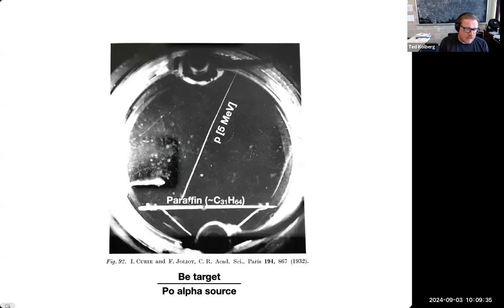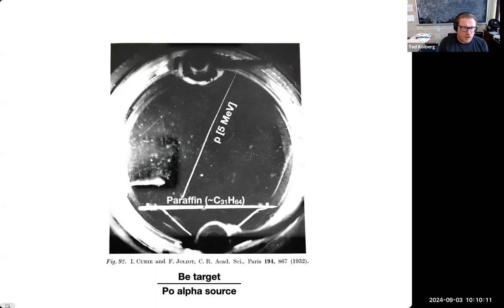And so the hypothesis is that whatever neutral radiation is entering the chamber from the bottom is undergoing a scattering from a proton, a hydrogen nucleus, inside the paraffin. And then that proton is kicked out of the paraffin and proceeds to lose energy by ionization in traveling through the chamber. So this is a bit of a puzzle at the time. And the reason for the puzzle has to do with this energy of 5 MeV.